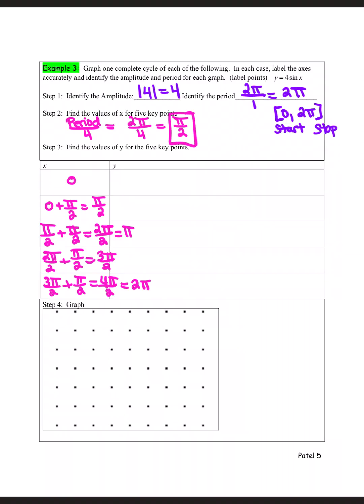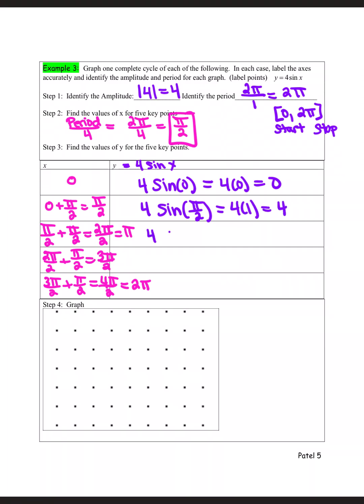All right, so now we're going to find the y values. To find the y values, this is going to be y equals 4 times sine of x. So here, my first one is 4 times sine of 0. Well, we know sine of 0 is 0, and 4 times 0 is 0. You can use a calculator to make sure you're in mode of radians. The next point is 4 sine of pi over 2. We know sine of pi over 2 is 1. 4 times 1 is 4. 4 sine of pi. We know sine of pi is 0, so 4 times 0 is 0.